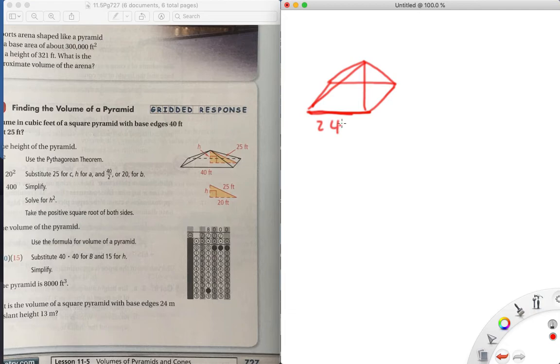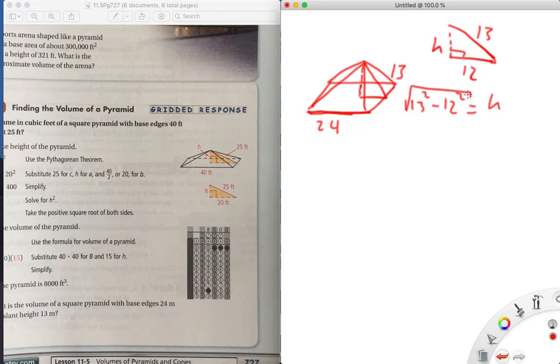So the base edges would be 24, and the slant height would be 13. If I was to pull that triangle out, it would be height 13, and then half of 24 is 12. Then I would use the Pythagorean theorem. So this would be 13 squared minus 12 squared equals h, square root that all.